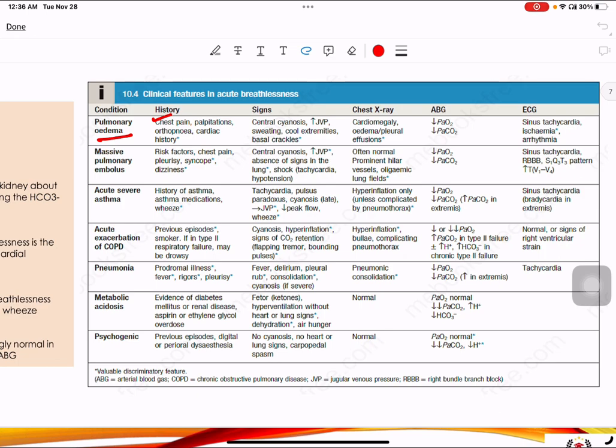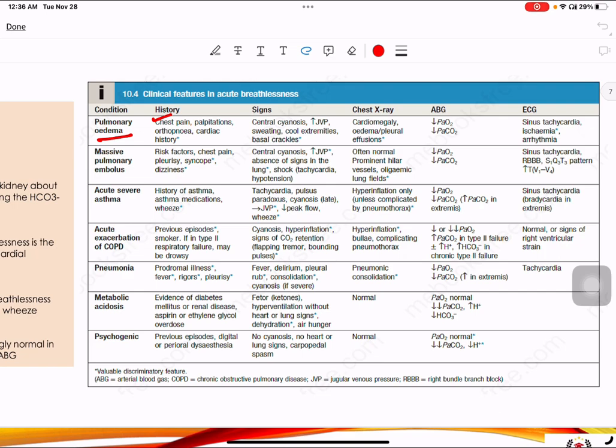And on X-ray there will be hyperinflation unless it is complicated by pneumothorax. On ABG there will be hypoxia, and there will be low partial pressure of carbon dioxide. And when there is raised carbon dioxide, we have to think that it is a very severe or life-threatening bronchial asthma. If carbon dioxide concentration is high in ABG, if it leads to type 2 respiratory failure, it is very dangerous in case of acute severe bronchial asthma. On ECG, the patient may have sinus tachycardia. Bradycardia is a very bad sign for acute severe bronchial asthma.